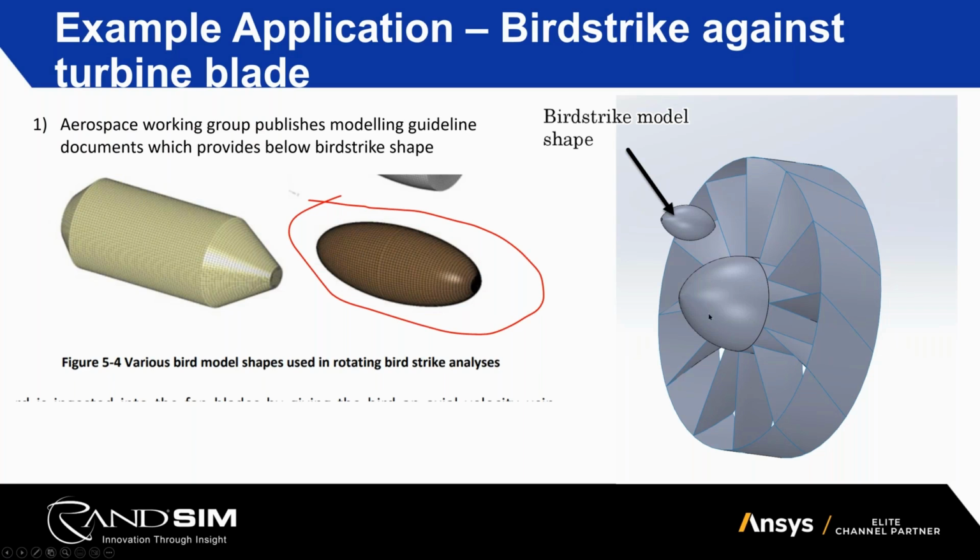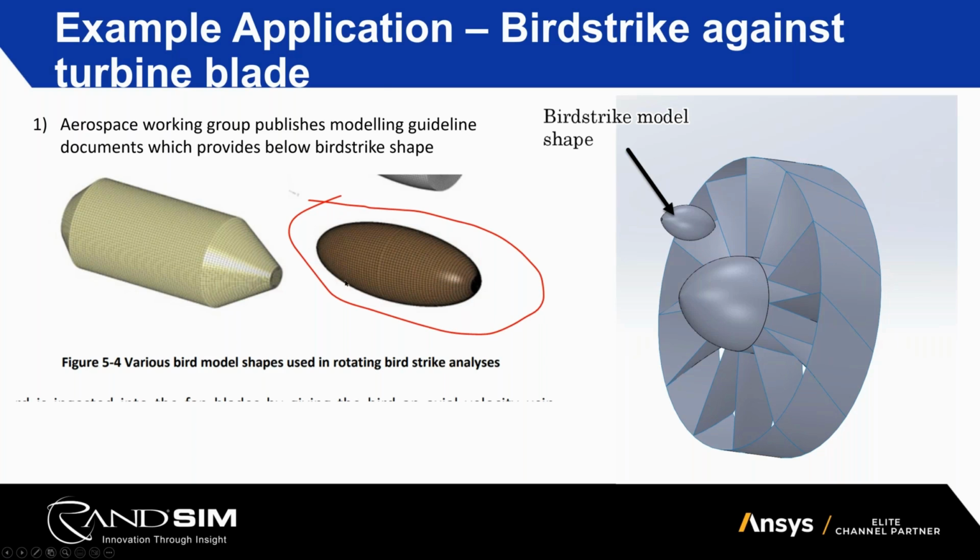This is a bird strike model. So I have a very simple turbine structure that I basically created with nothing but these shell bodies. Then this is the bird strike shape. Bird strike shapes, if you're not familiar with them, are well-established modeling methods. For different applications, the aerospace working group presented different bird strike shapes that one can use.